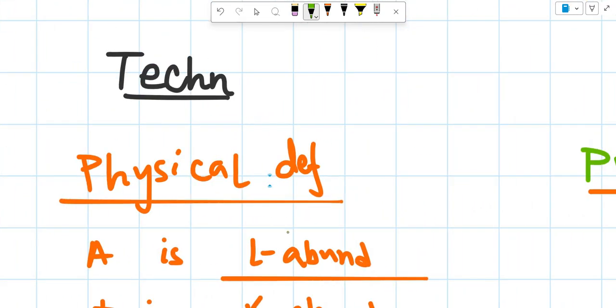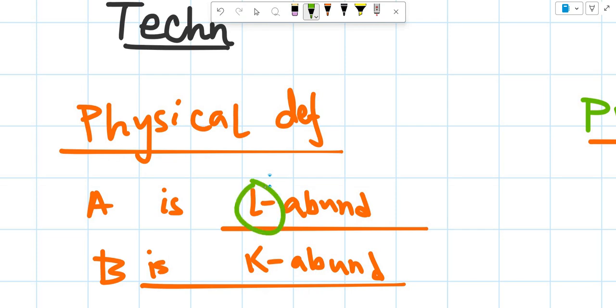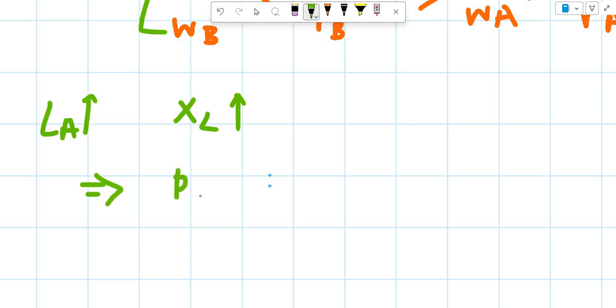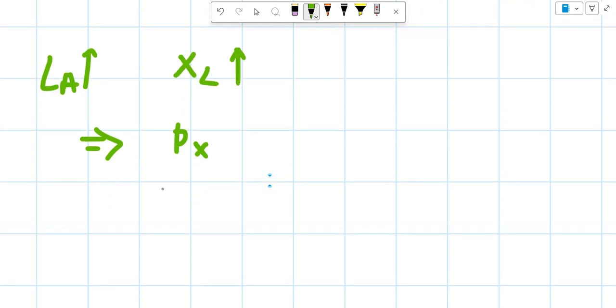So if A is labor abundant, then let me write that down. So A is labor abundant, or pictographically we can write LA is high. That means A is labor abundant. And we also know X is labor intensive. So if A is labor abundant and X is labor intensive, as we discussed before, X should find it easier to produce A. So now we are considering the price of the two goods. So we have PX for A.